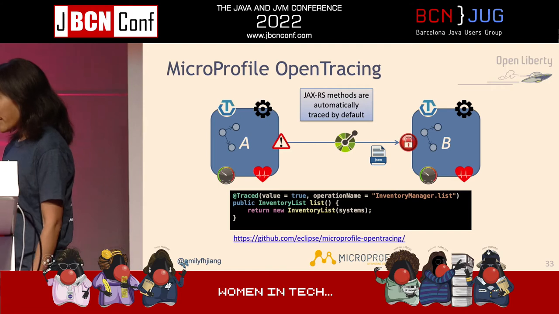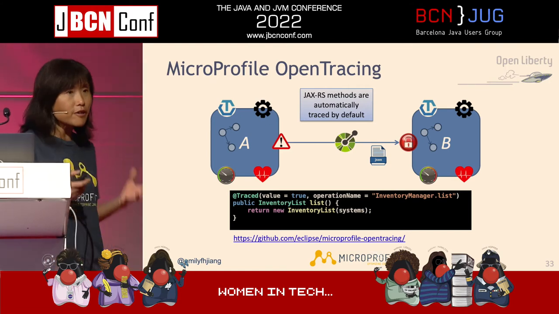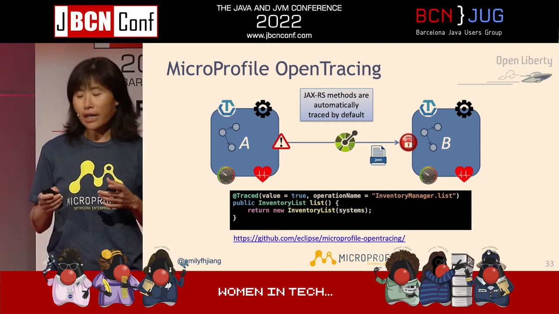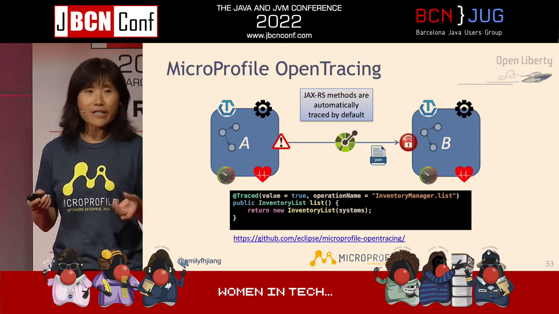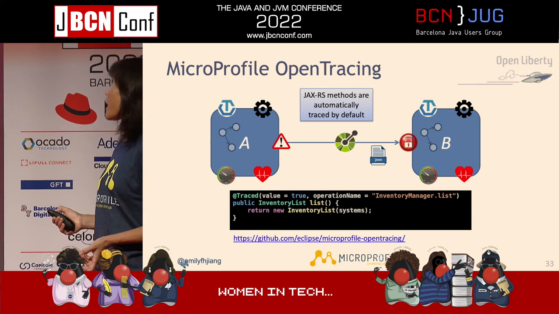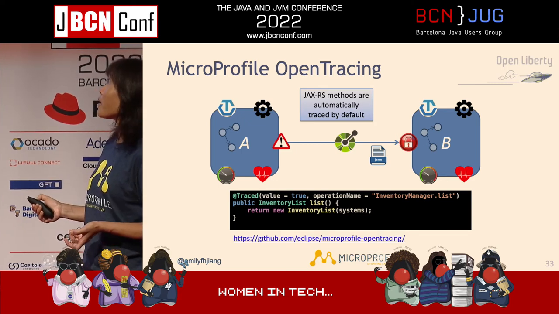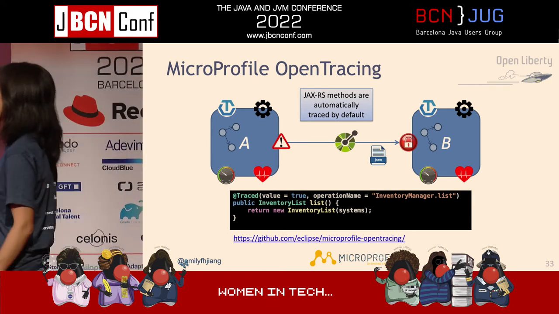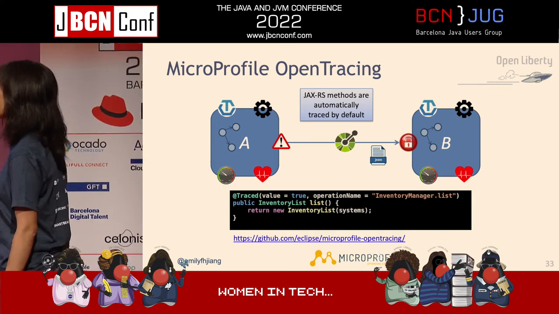So the next one is MicroProfile OpenTracing. For this one, actually, at the moment, we are doing MicroProfile Telemetry. As we know, OpenTracing and OpenCensus merged. So currently we are going to put it into maintenance mode and replace it with Telemetry. However, the major thing is still the same.